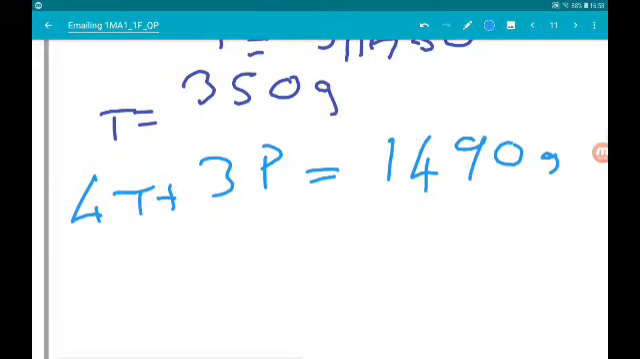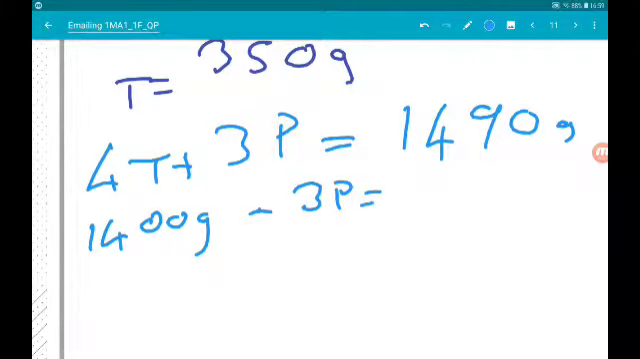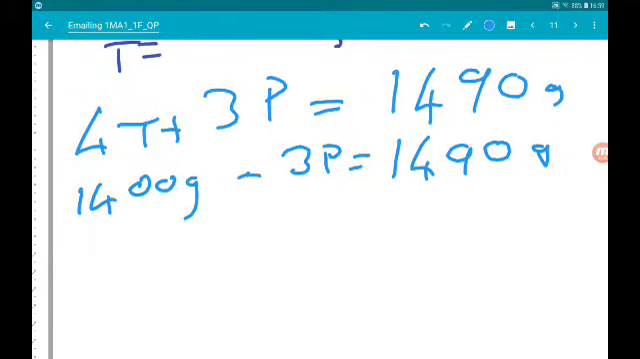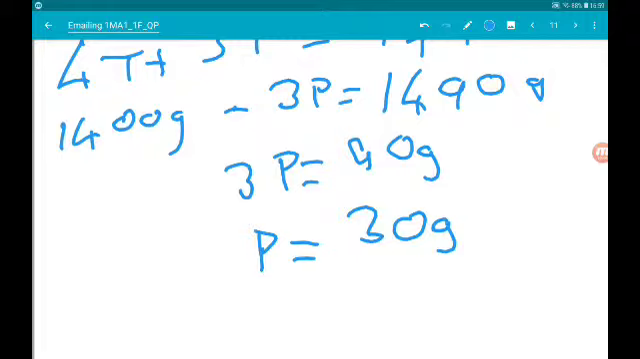So that means 2 tins is going to be 700. So that means 4 tins is going to be 1,400 grams. So 1,400 grams, add 3 packets is equal to 1,490 grams. Take away the 1,400 and we get 3p is equal to 90 grams. So 1 packet is equal to 30 grams.